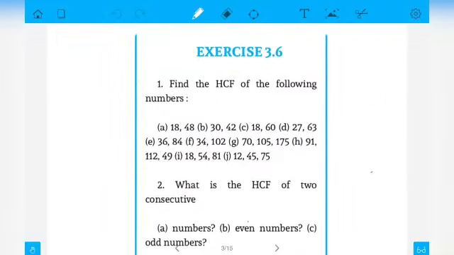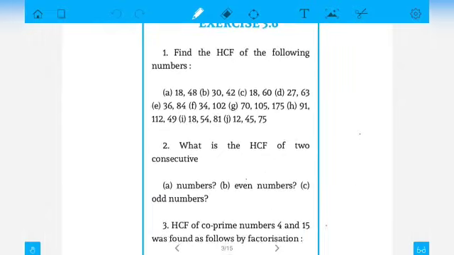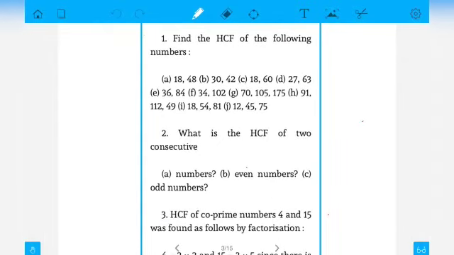Now on the basis of this topic, you will get today the exercise number 3.6, in which only 3 questions are there which you need to do in your notebook.